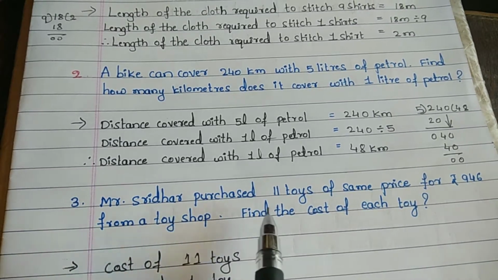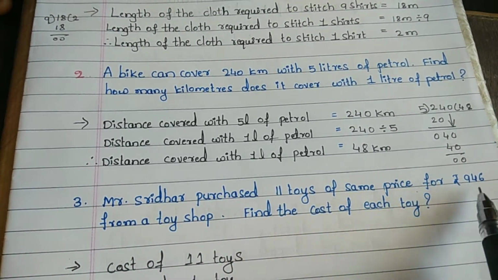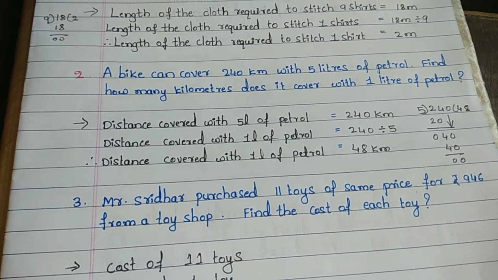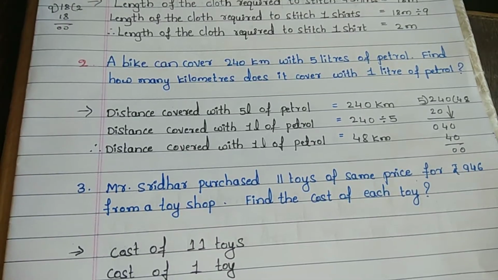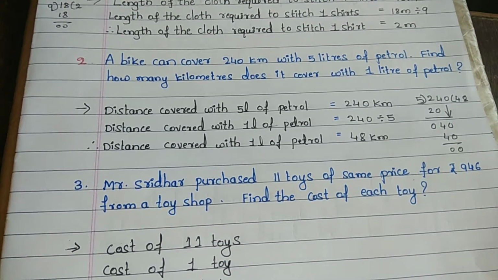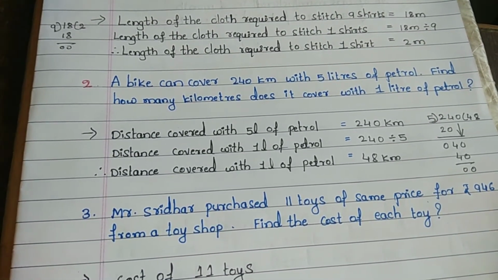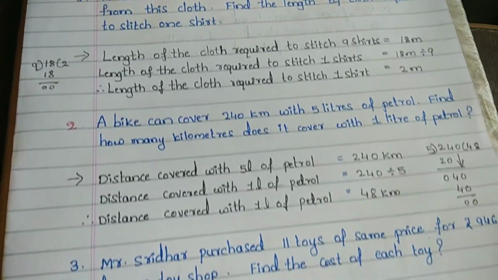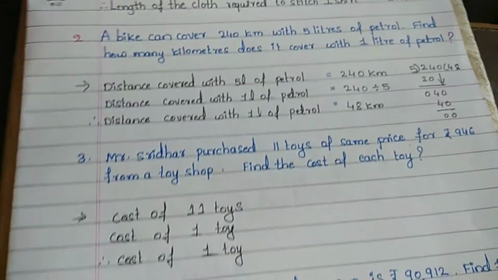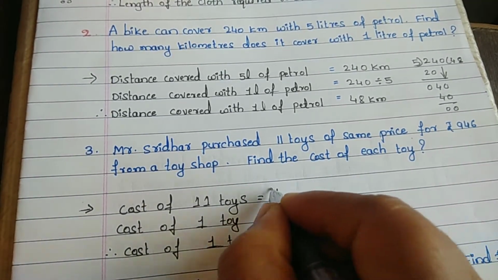Mr. Sridhar purchased 11 toys of the same price for 946 rupees from a toy shop. Find the cost of each toy. See children, Mr. Sridhar purchased 11 toys. We don't know the price of each toy. Then we should find out the price of each toy. Okay. Then the cost of 11 toys. Write down here the cost of 11 toys. How much is there? Rupees 946.